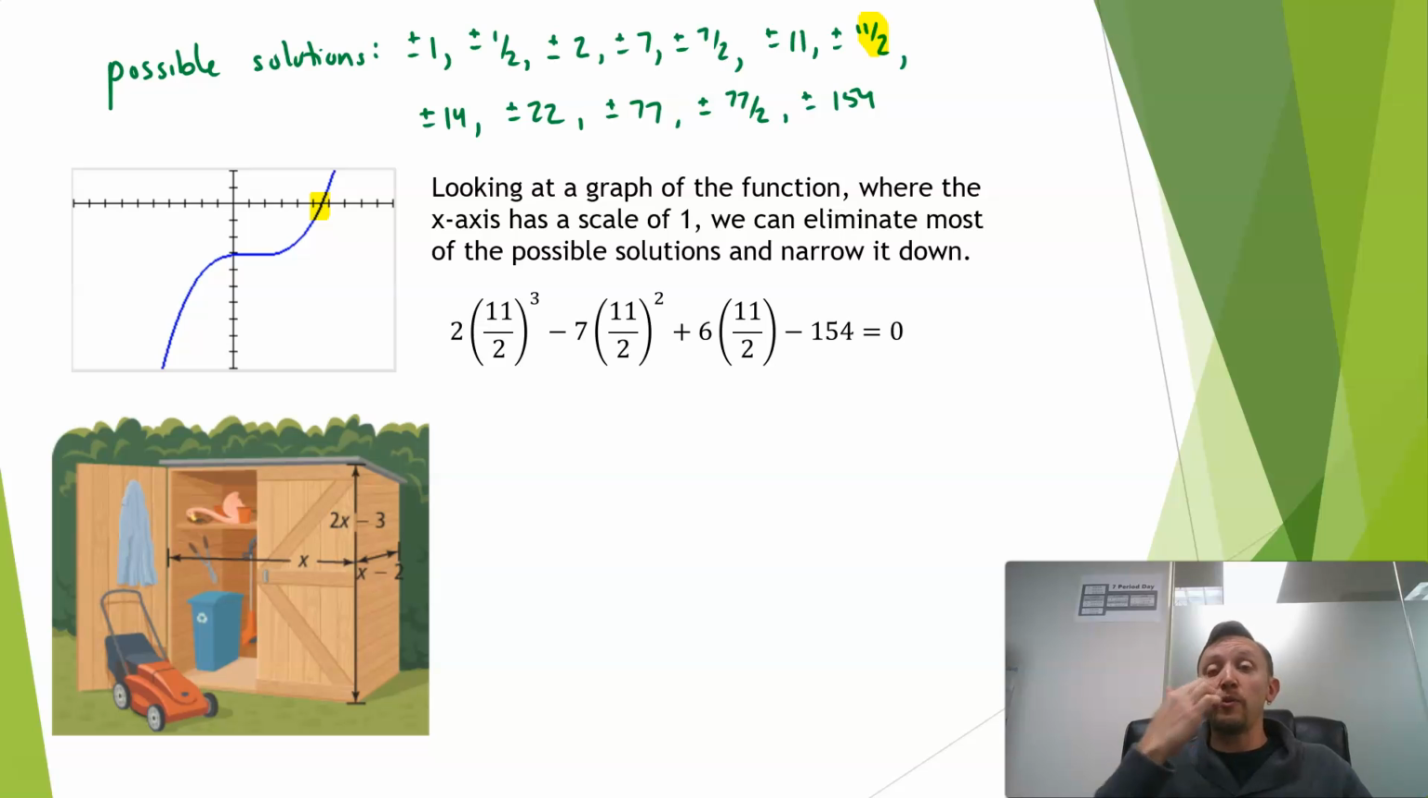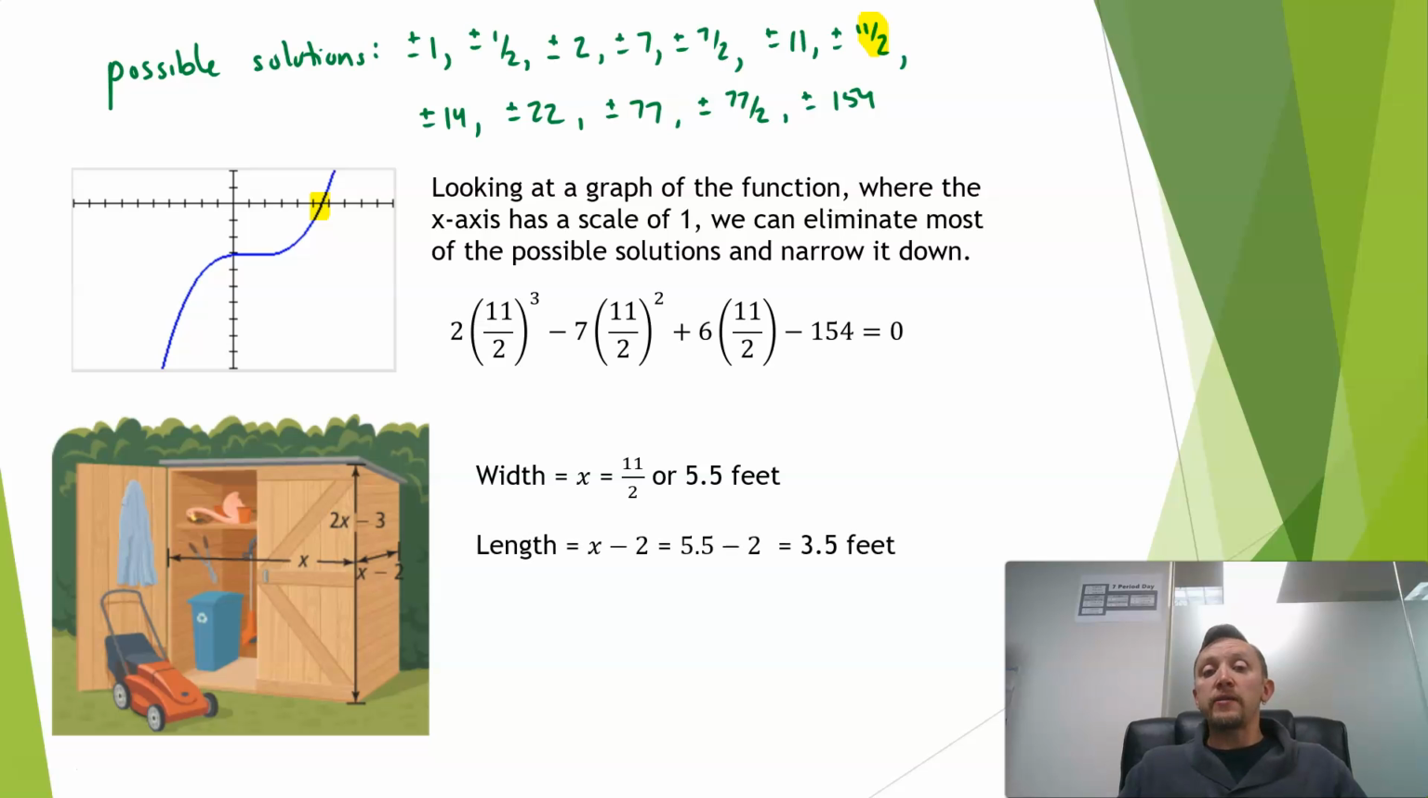So now we're going to go back to what we were talking about originally, because our goal is to figure out what the dimensions are. We just found what x is. We just found that x is 11 halves, and that's the width of the container, or we'll just say 5.5 feet. So the length is x minus 2, or 5.5 minus 2. So the length would be 3.5 feet. And the height is 2 times whatever x is, minus 3. So 2 times 5.5 would be 11, and 11 minus 3 would be 8. So our dimensions would be 5.5 feet by 3.5 feet by 8 feet. So that's how you would do that.